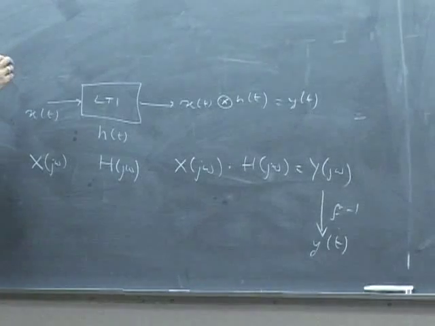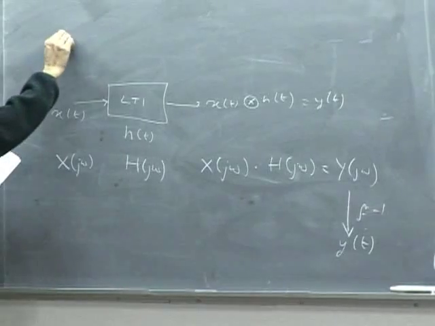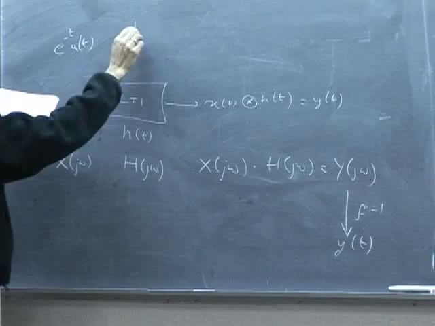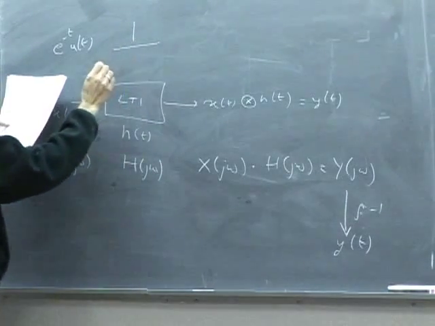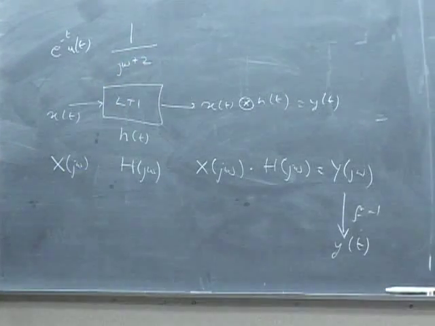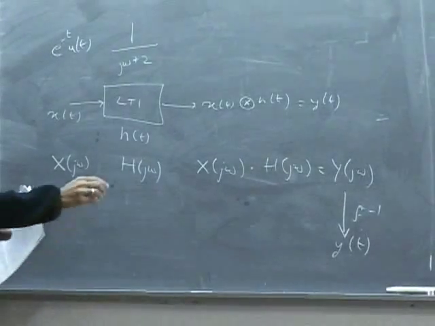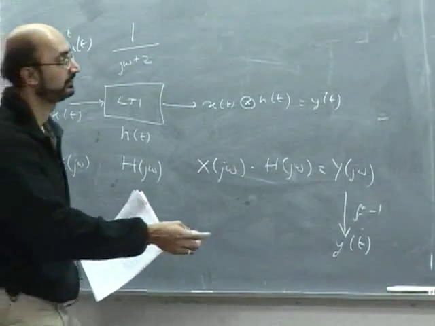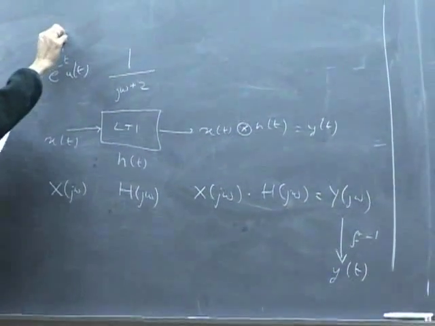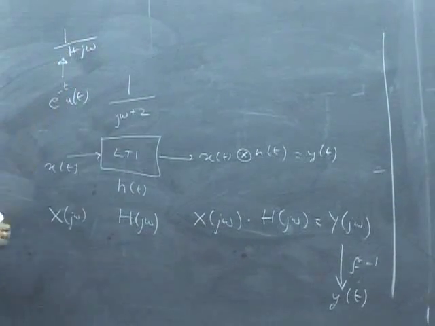Let's say the input to this system is x of t equals e to the minus t u of t, and H of j omega is given by 1 over j omega plus 2. I've already done the work of telling you what the transform is. So what is going to be y of t? We can do that quite straightforwardly. Let's look at X of j omega. This one is given by 1 over 1 plus j omega.